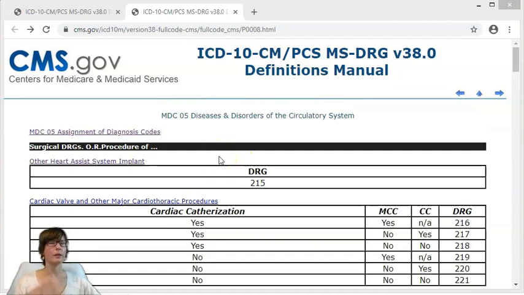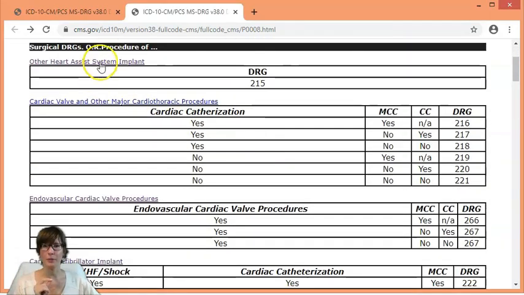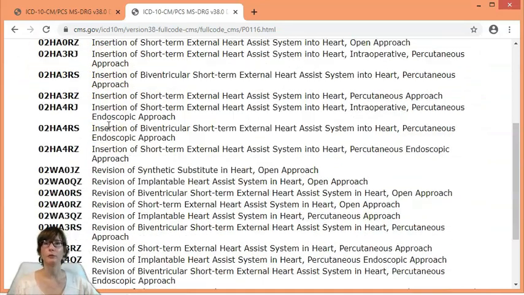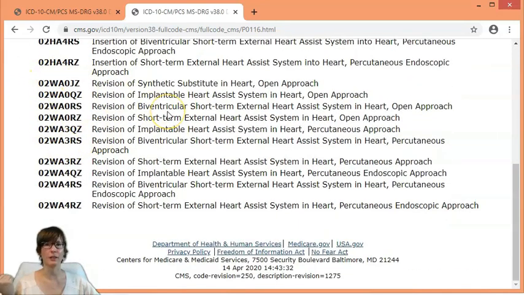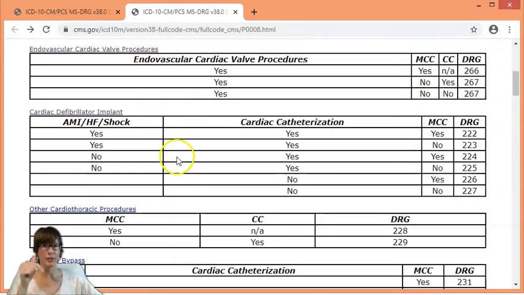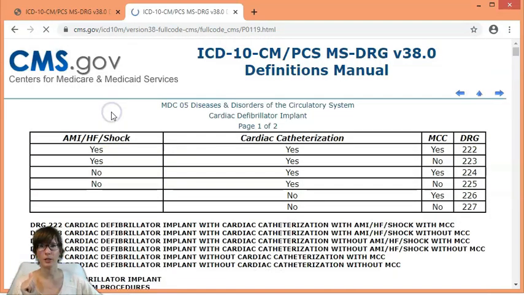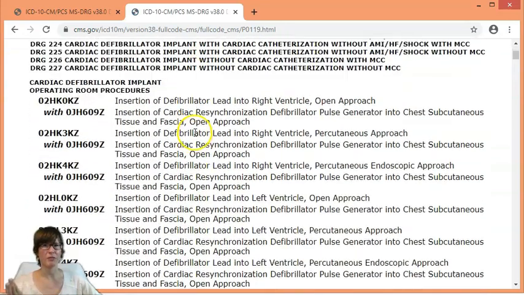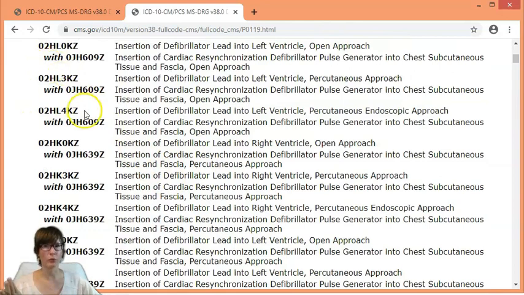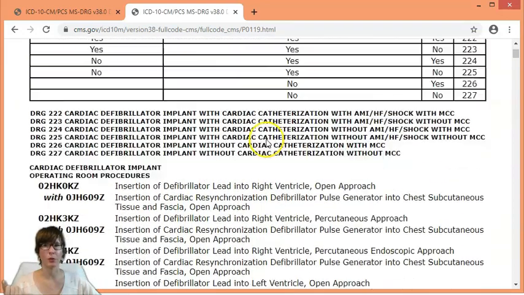There is a variety in these listings though, so be careful when you are assigning DRGs. For example, if we come here, we see a simple list of procedures. If any of these is performed for the patient, they probably qualify for DRG 215. But if we go to the defibrillator category, we are presented with a very different look. First of all, we have combination procedure codes, so more than one will have to be performed, a whole cluster.